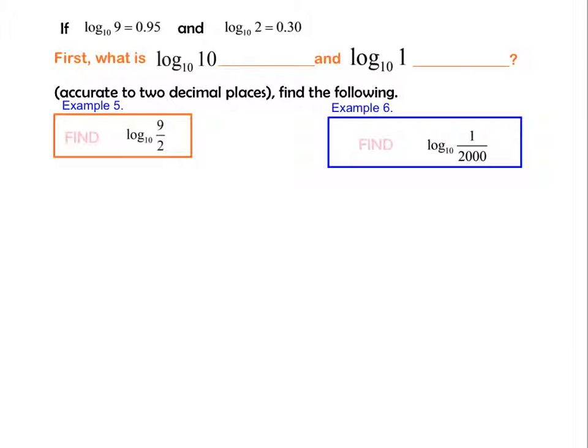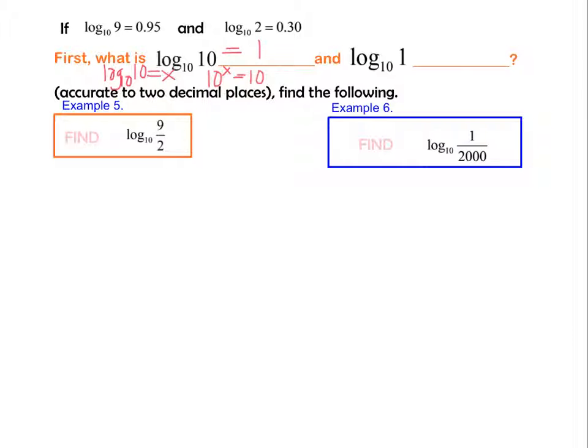Now, in order to get there, we need to know these other two definitions here. So I said first, what is log base 10 of 10? Well, remembering our definitions, if I was to convert that to exponential, let me write it down here. I take log base 10 of 10, I set it equal to x, and I try to solve for x. So converting it to exponential gives me 10 to the x is 10. Well, 10 to the first is 10. So this is equal to 1.